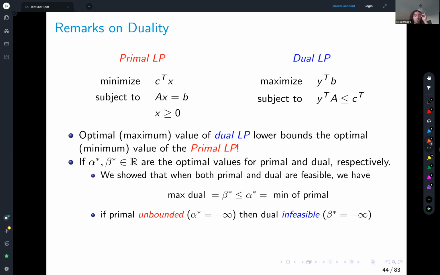But before then, we should just say, if the primal is unbounded, so let's say alpha star is equal to minus infinity, then it means that the dual is infeasible. Because if there was one feasible solution of the dual, we know that the minimum cannot be minus infinity. Does that make sense?